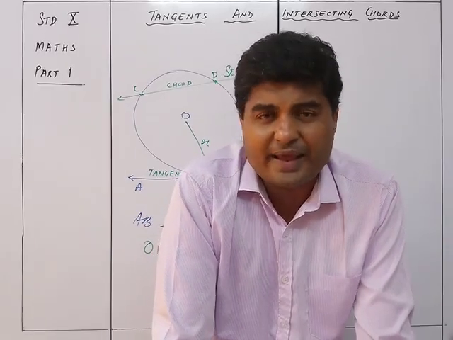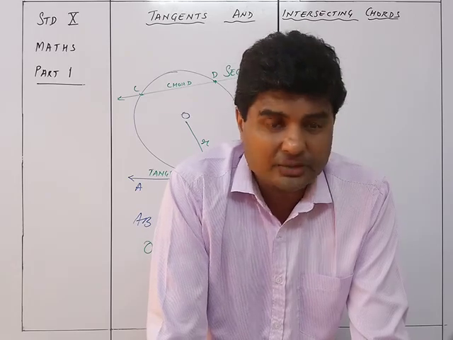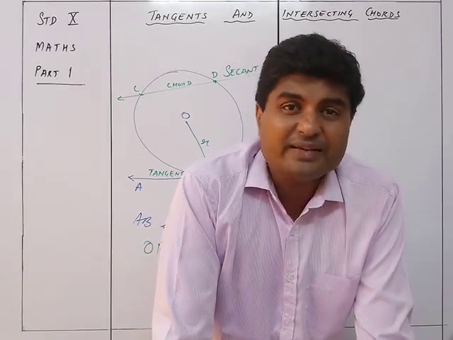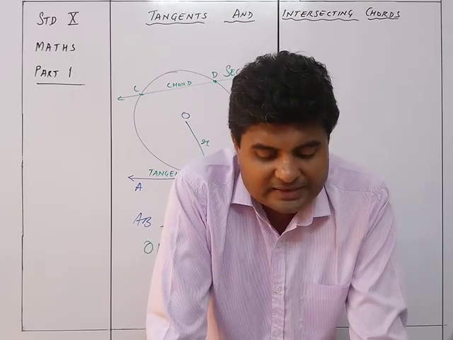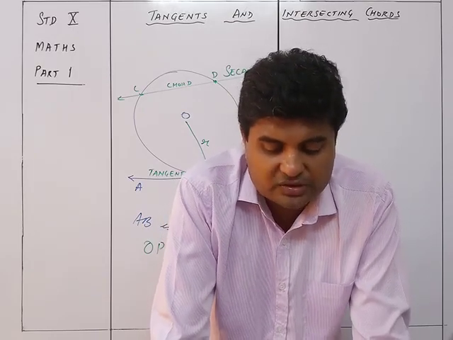There is no possibility that I can draw a circle and a tangent such that the point is inside the circle. So that is not possible. Secondly, one and only one tangent can be drawn through a point on the circumference of the circle.